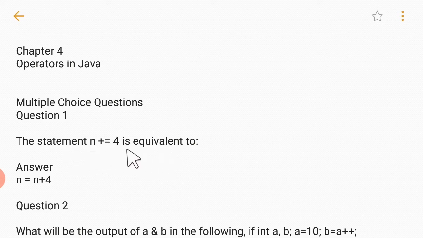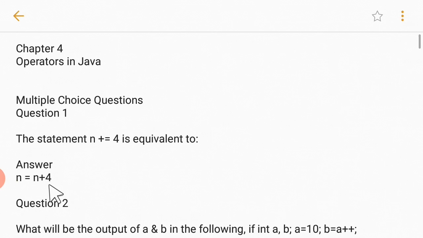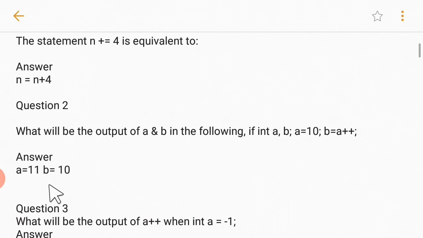So students, this is a shortcut notation, a shorthand notation, where we have n += 4. That simply means n = n + 4. That means n is being increased by 4 and it is being assigned to n. So here you can see that. Alright. Now students, question number 2.